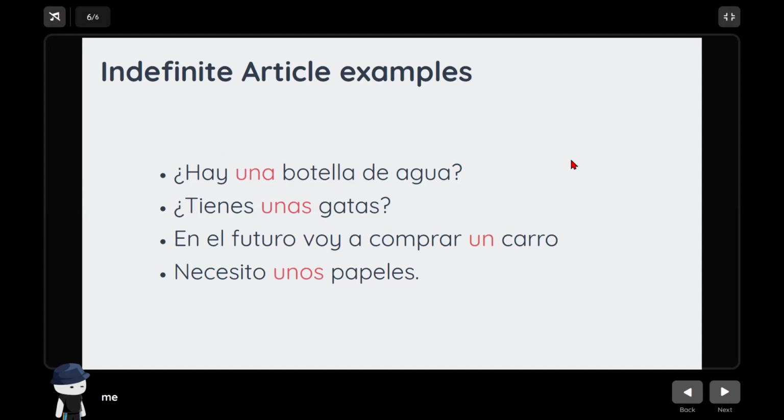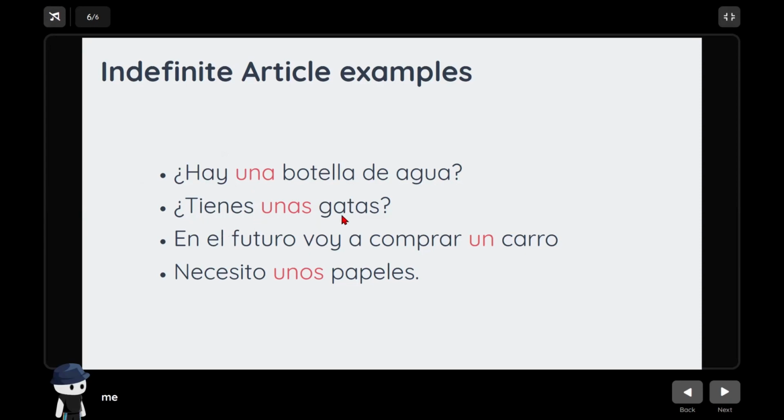When we talked about specifying one specific thing out of a group, there very well may be a case of bottles of water, but right now I'm asking for one specifically. Is there a bottle of water that possibly I could get? We don't know. Hay una botella de agua. This is feminine singular.